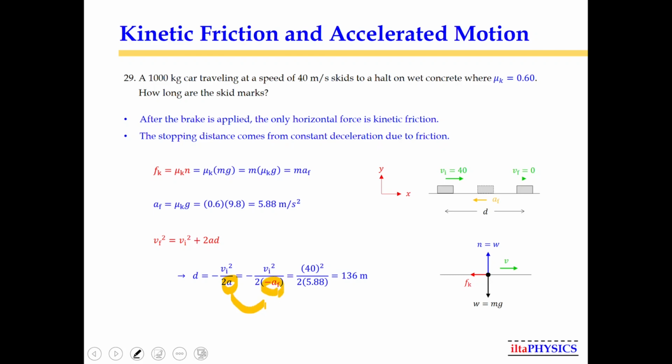So if we substitute the value for negative a_f, the result is calculated as 136 meters. This problem connects the kinetic concept of friction to find acceleration, and then uses that acceleration in a kinematic process to calculate travel distance. Please review this so you can accurately understand the relationship between friction and accelerated motion.